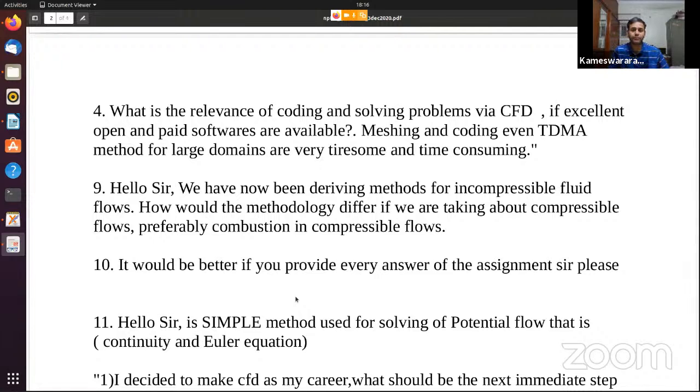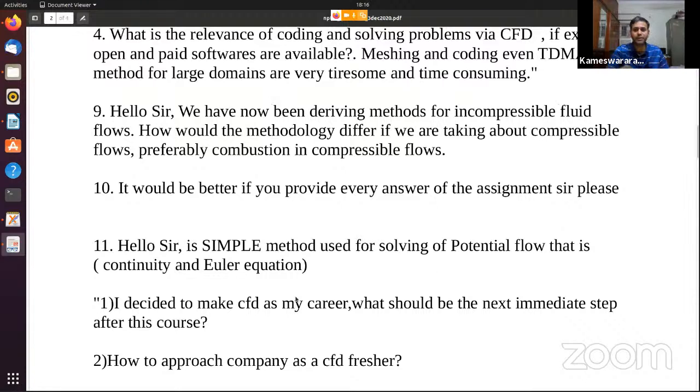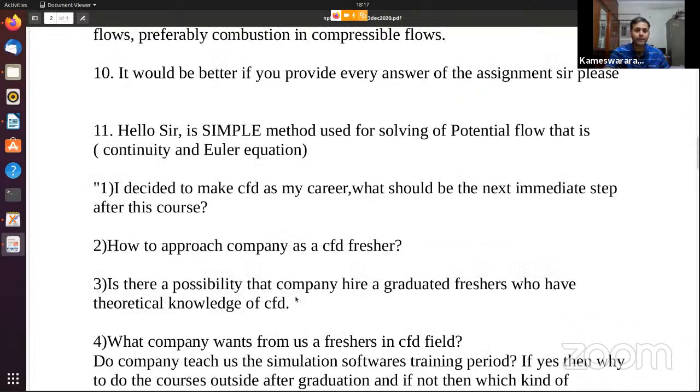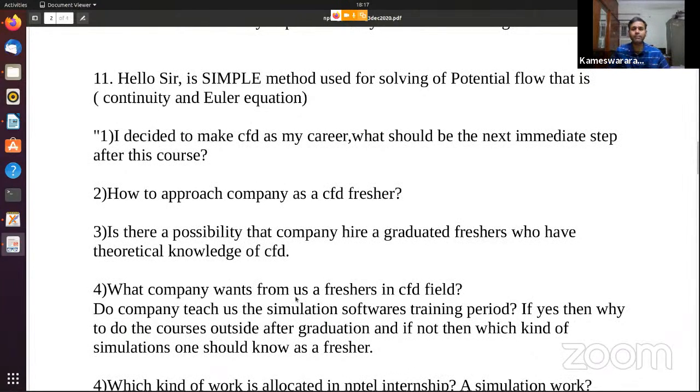Okay. Then the next question is, it would be better if you provide every answer of the assignment, please. Sure. I've asked the teaching assistants to take a look and provide all the solutions for all the assignments, so that you'll be able to understand the method by which we got the answer, and then you can learn from there for your final exam.